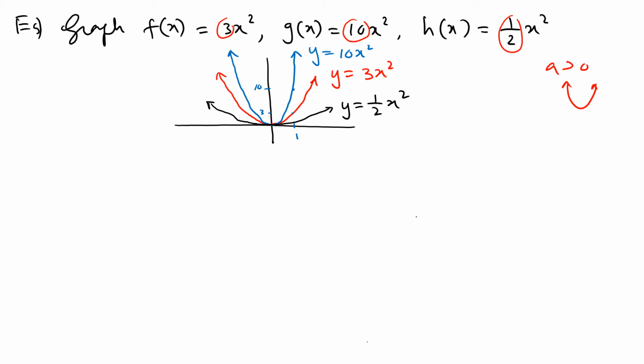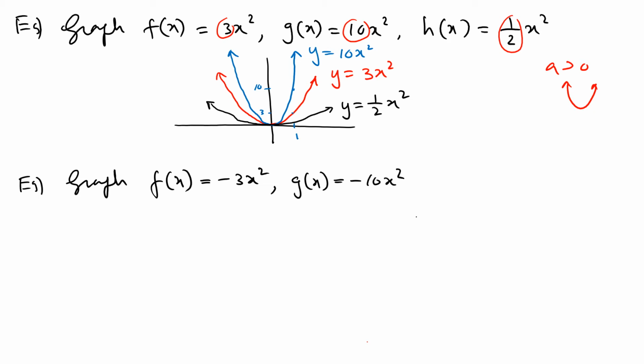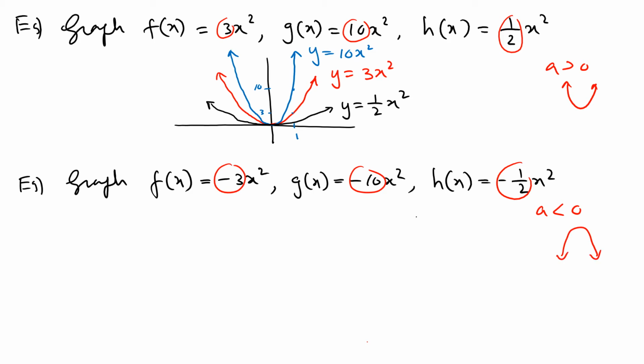So let's look at another example, but with negative values now. You can say again graph f(x) equals negative 3x squared, g(x) equals negative 10x squared, and then h(x) equals negative 1/2 x squared. And you can see this time all the a values are negative, so that means it's going to open down. So it's going like that, it's going to grow downward.